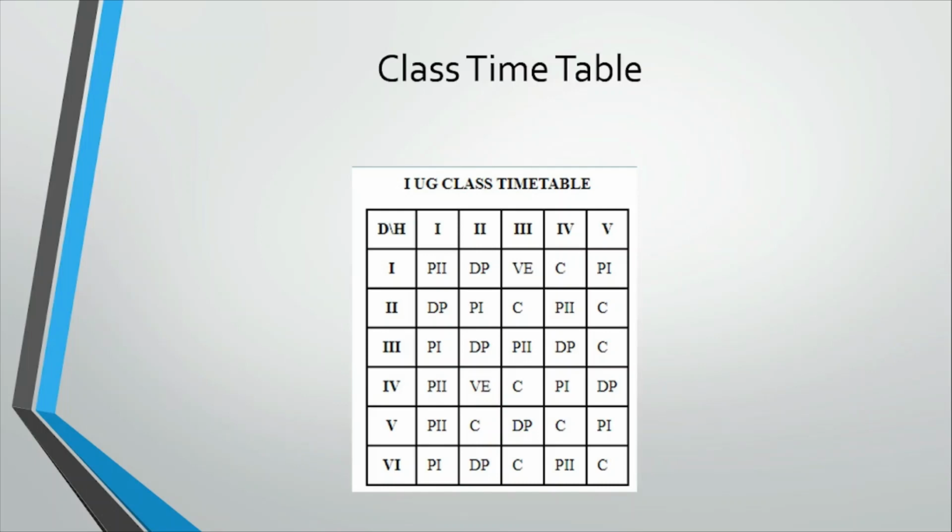First, we have the UG class timetable as a heading, and day order wise, hours order: first day order, first hour, second hour, third hour, fourth hour, fifth hour, and day orders up to 6 days. So we are going to design the timetable in this way. Inside the content of the hours, we have to place Part 2, Part 1, CRD, PR, value education in this order.